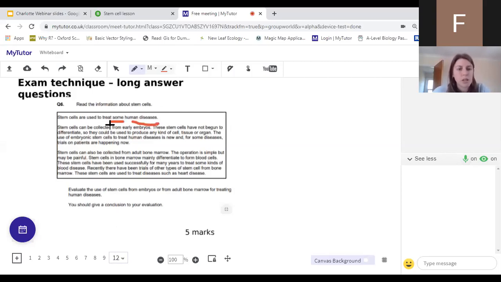Oh, terrible underlining. Stem cells can be collected from early embryos. These stem cells have not begun to differentiate, so they could be used to produce any kind of cell, tissue, or organ. The use of embryonic stem cells to treat human diseases is new, and for some diseases, trials on patients are happening now.